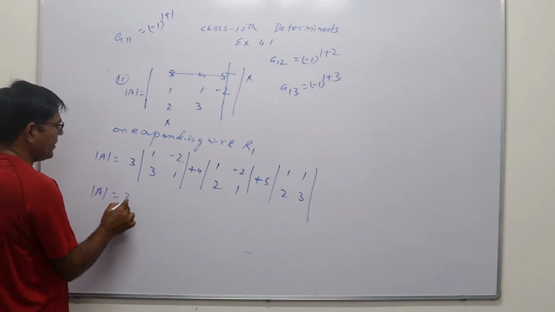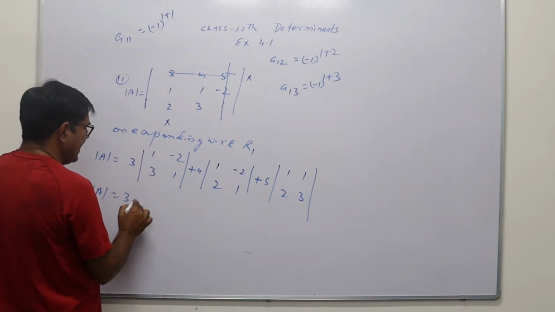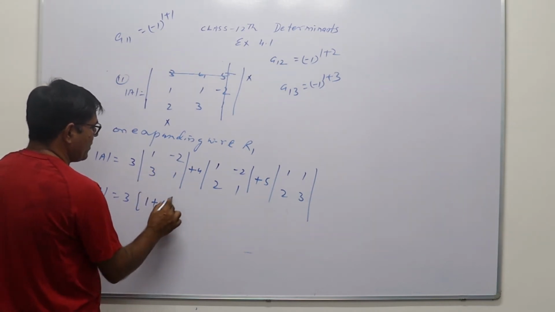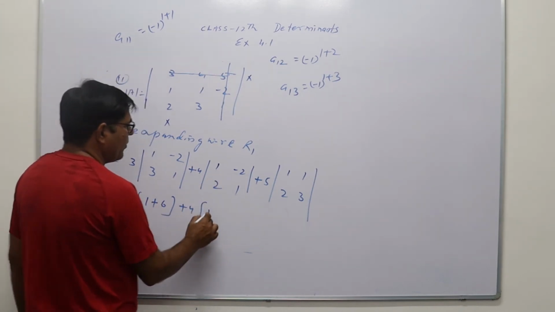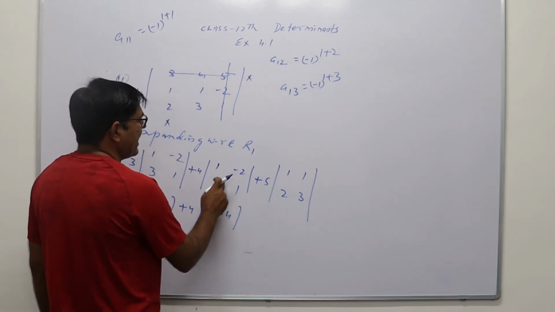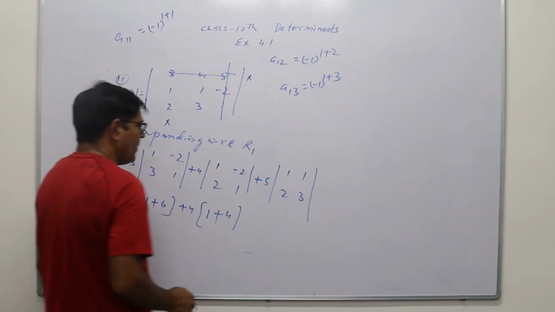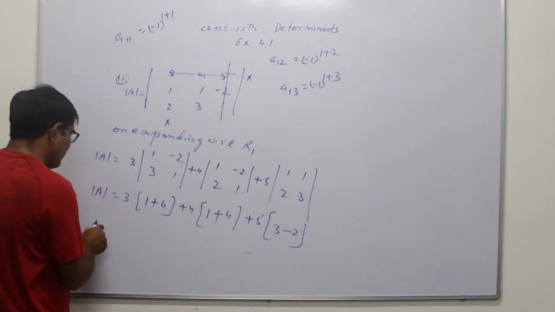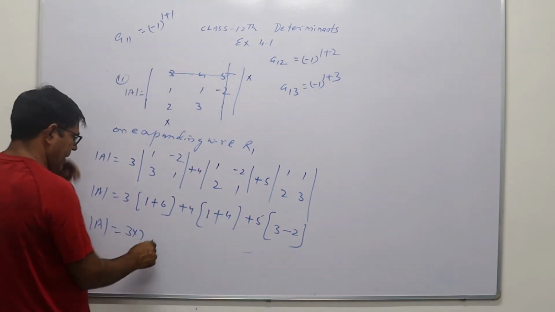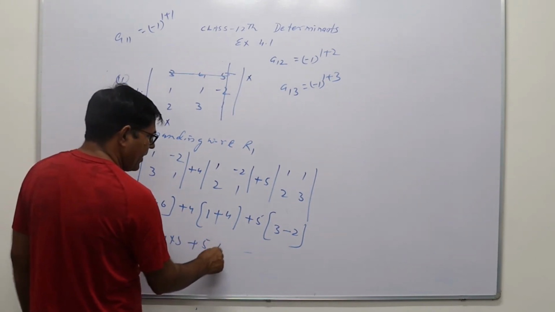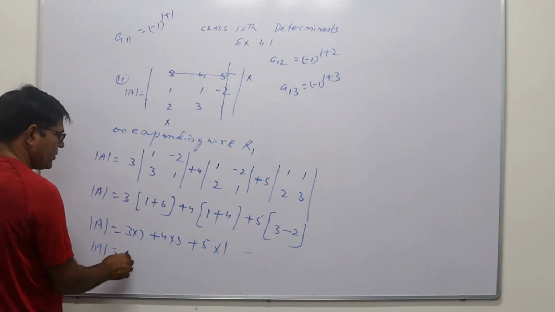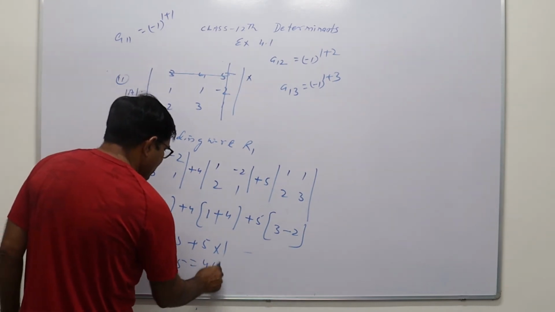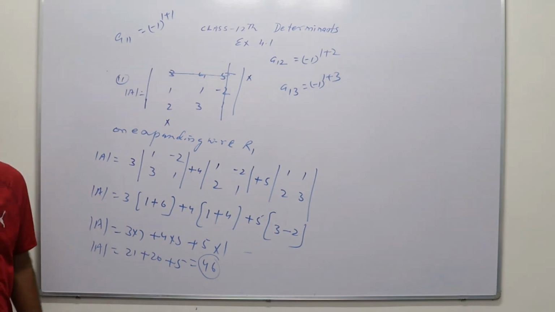So now determinant A equals 3 into, now find the value, so principal diagonal 1 into 1, 1 minus of 3 into minus 2, minus 6 of minus, that is plus of 6, then plus 4 into 1 into 1, 1 plus of 4, because minus of 2 into minus 2, so minus of minus 4, plus 4, then plus 5 into 1 into 3, 3 minus of 2, so determinant A equals 3 into 7 plus 4 into 5 plus 5 into 1, so determinant A will be equal to 21 plus 20 plus 5, so 41 plus 5, that is 46. So determinant A is 46.